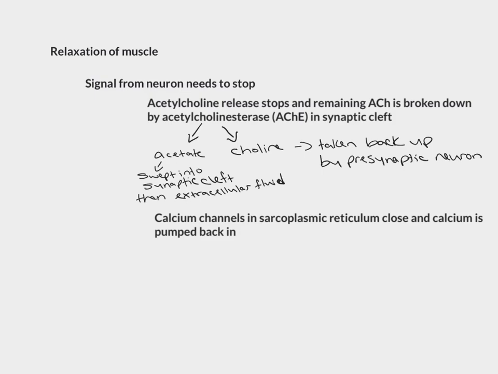As you can see, the myosin heads each require ATP, and in order to pump calcium back into the sarcoplasmic reticulum, that is active transport and requires ATP as well. So a lot of ATP is necessary for these things to occur. Once we get the acetylcholine release to stop, acetylcholinesterase to break down any remaining acetylcholine, and the calcium back into the sarcoplasmic reticulum, then the muscle contraction stops, and then the muscle can go through relaxation.